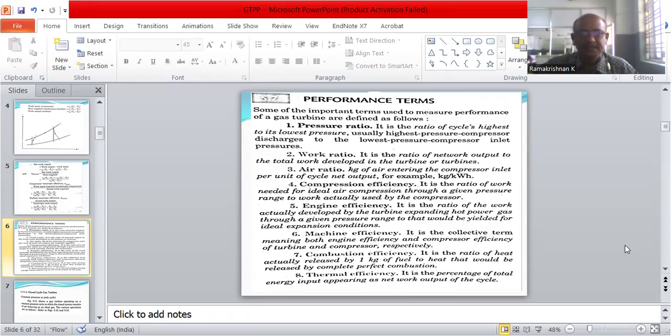Then the combustion efficiency. It is the ratio of the heat actually released by 1 kg of fuel to the heat that would be released by complete perfect combustion. It is the combustion efficiency.